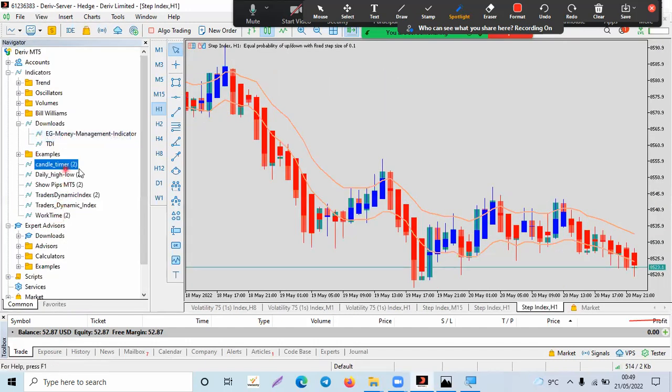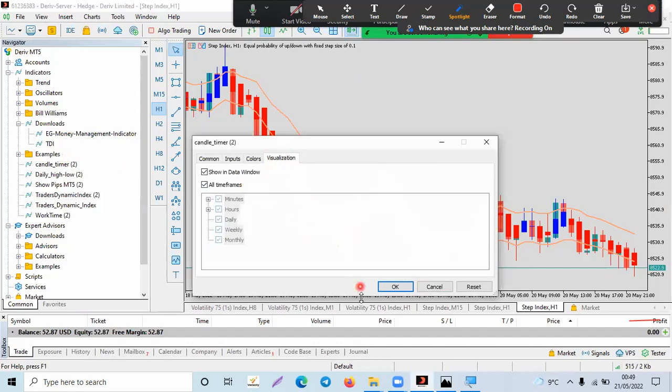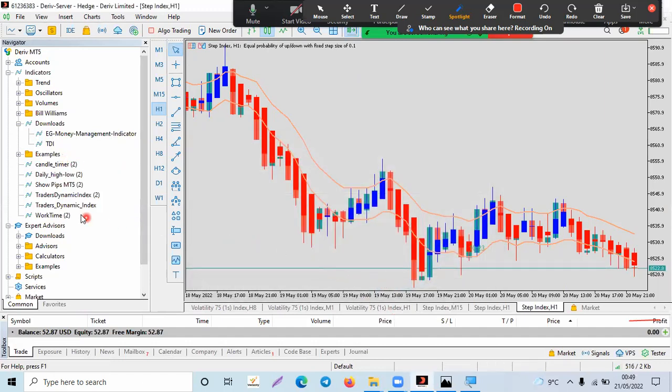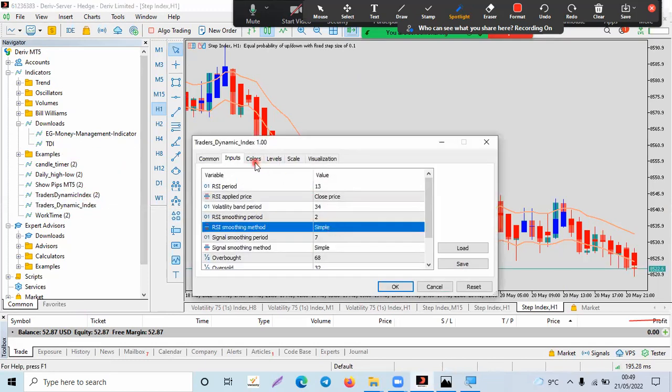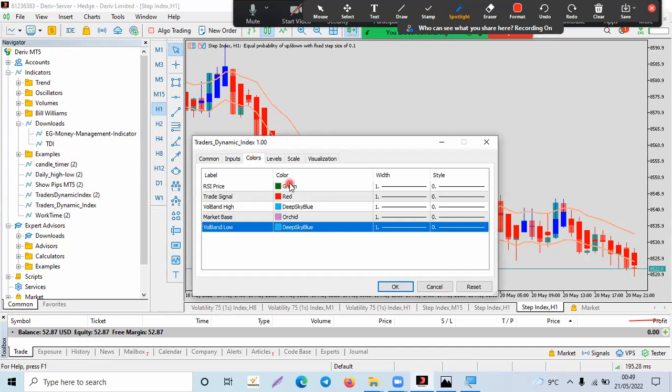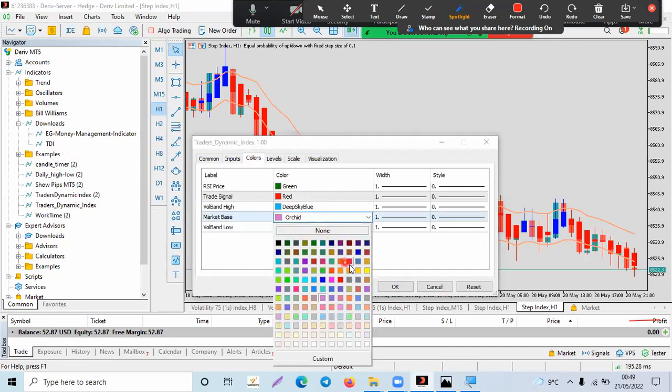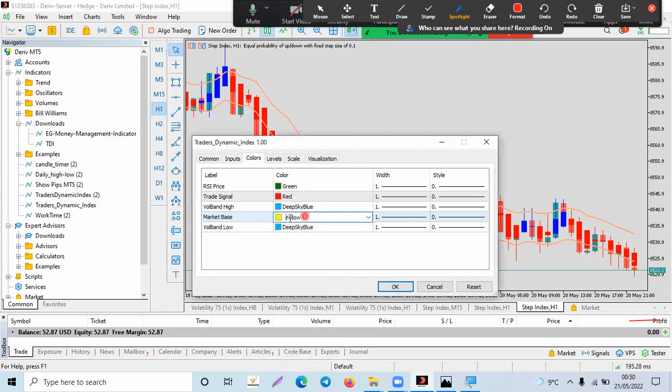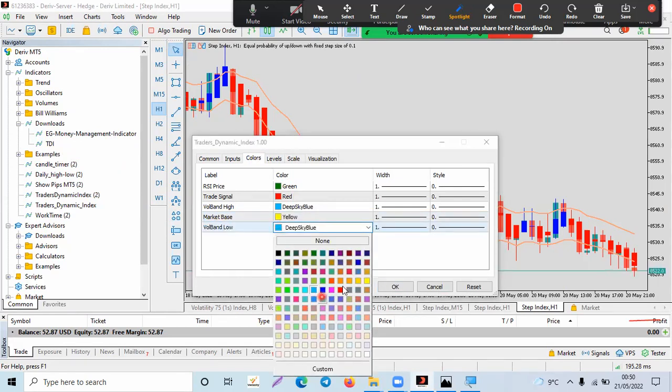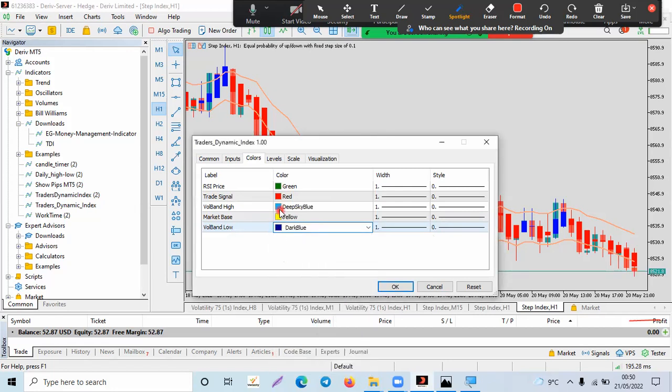I'm going to add the candlestick timer. Done. You need this. I need the Traders Dynamic Index. If you know how to use it, yeah, indicators do work. You must have knowledge. You need knowledge about them.